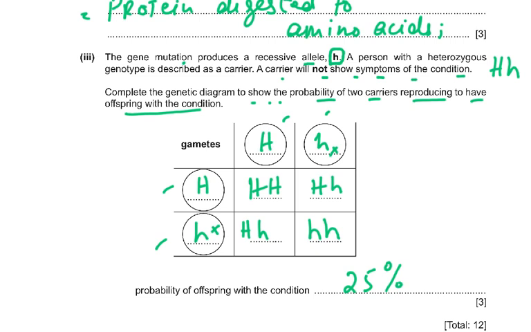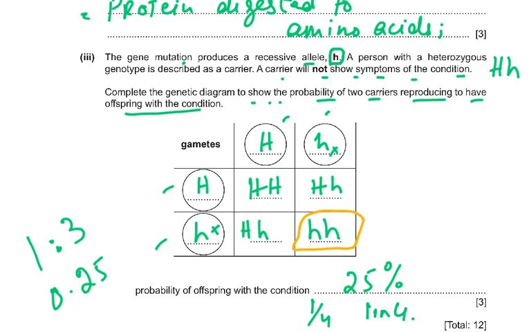You could have said 25%, or 1 over 4, or 1 in 4, or 1 to 3 ratio, or 0.25. So the probability is 0.25. This is the one that's going to be the sufferer because it says the gene mutation produces a recessive allele. A person who is heterozygous is described as a carrier and does not show symptoms of the condition. So the sufferers will be homozygous recessive people, who don't have the capital H but have the small letter h.